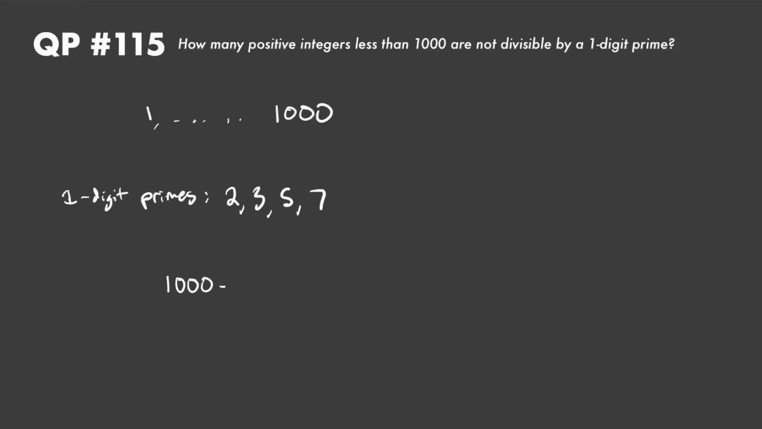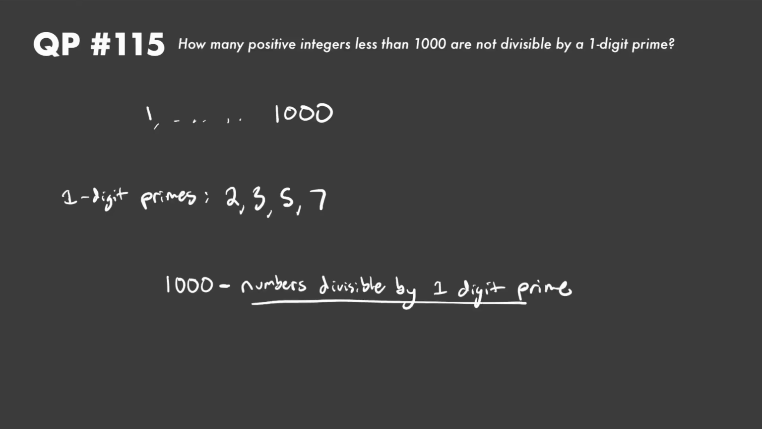I need to subtract off all the numbers that are divisible by a one-digit prime. So how do I calculate this? Well, it's going to be all the numbers that are divisible by 2, or divisible by 3, or divisible by 5, or divisible by 7, or divisible by any combination of those. For instance, 6 is divisible by both 2 and 3, etc. So we're counting this set, where the events 2, 3, 5, and 7 mean that the number is divisible by that element.